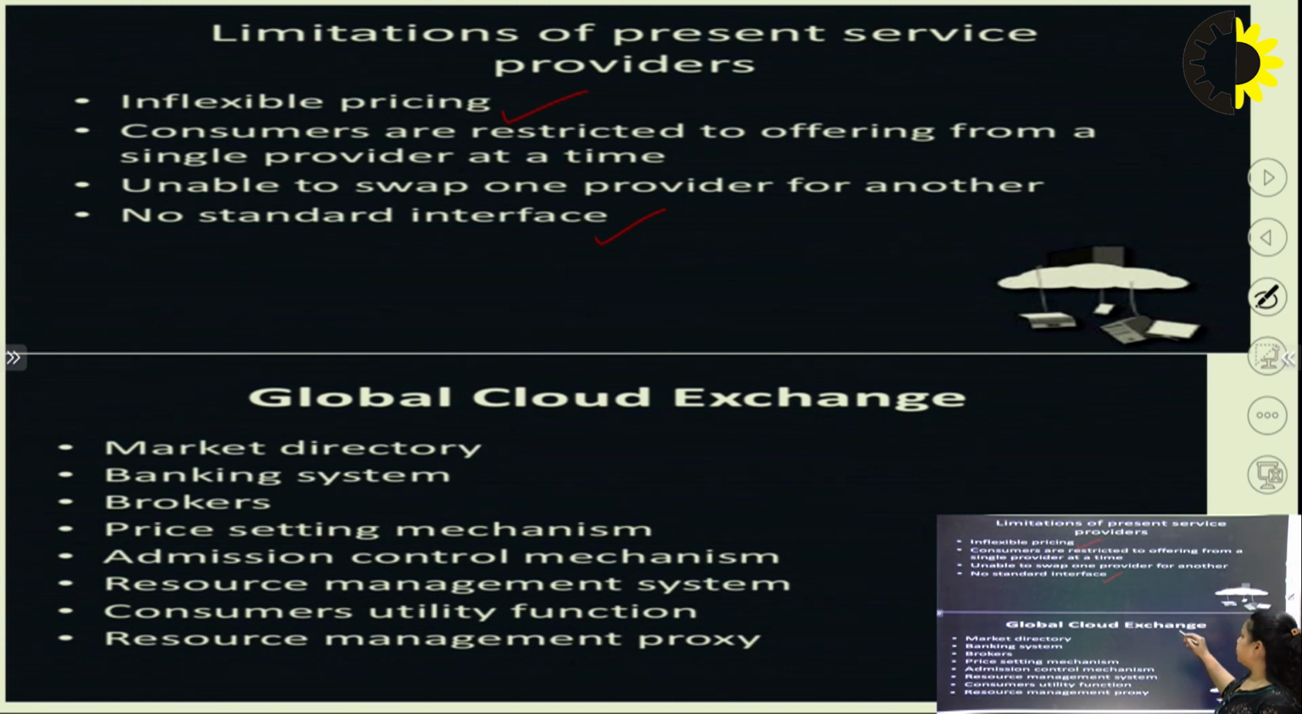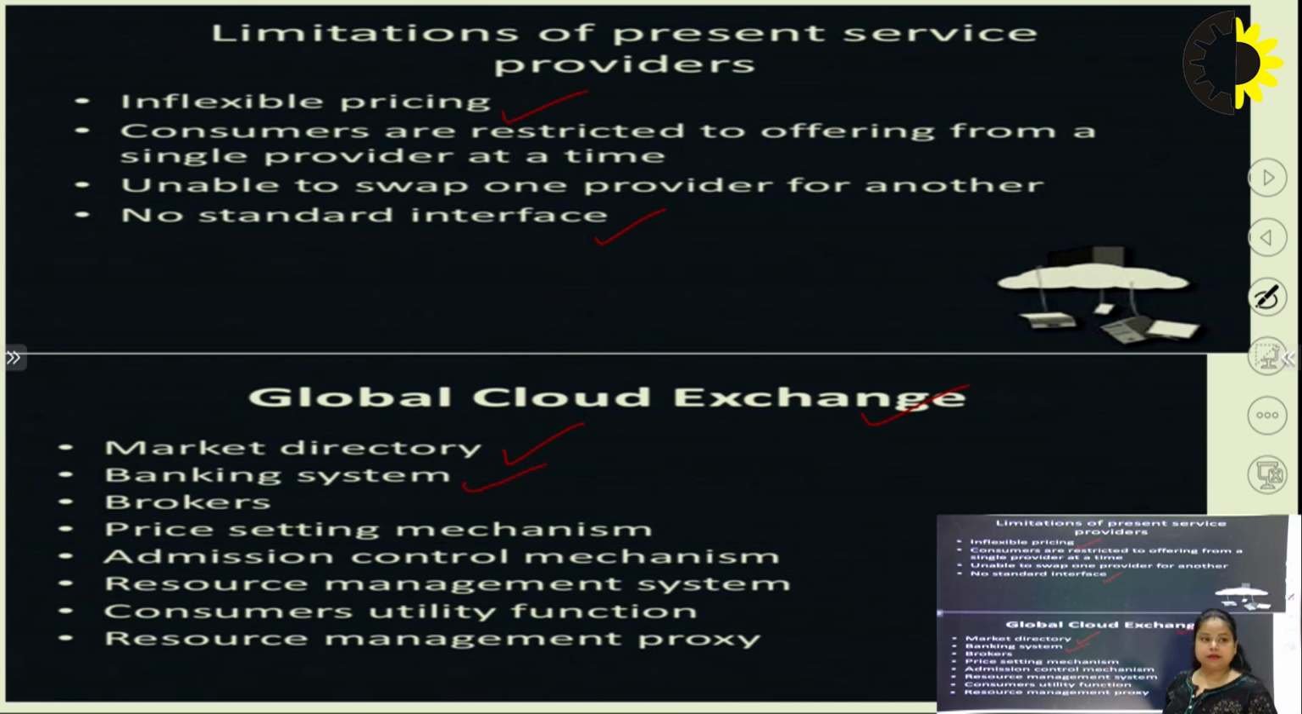Next, we are going to talk about the global cloud exchange. If I'm talking about the global cloud exchange, there are various components. The first is the market directory. The market directory provides complete details about the market participants, how they are providing their prices, what their commodities are, and what all services they can provide. So we have a complete directory provided in the global cloud market exchange.